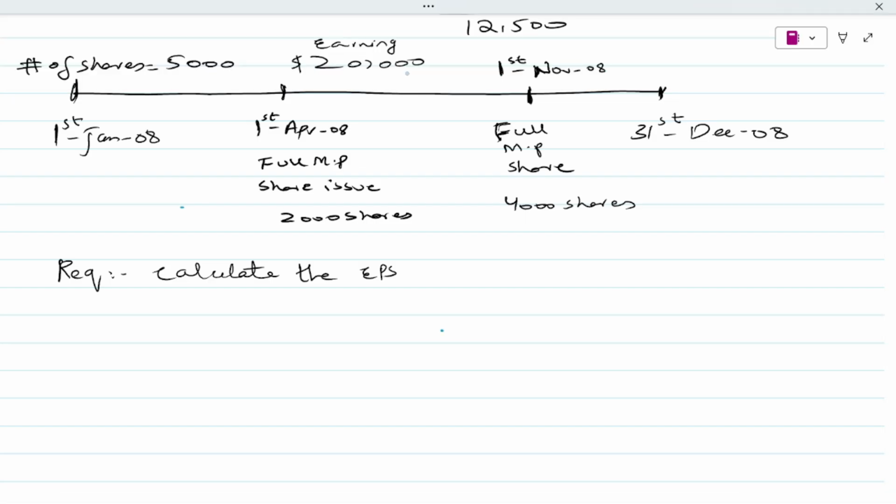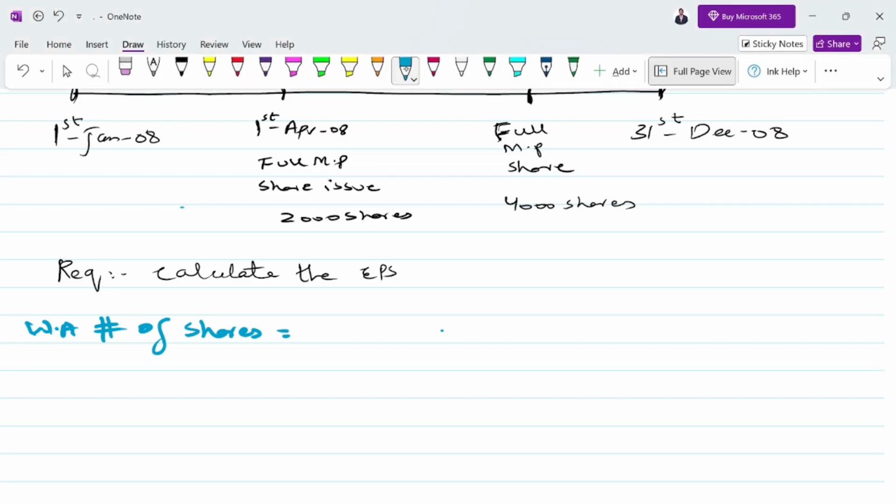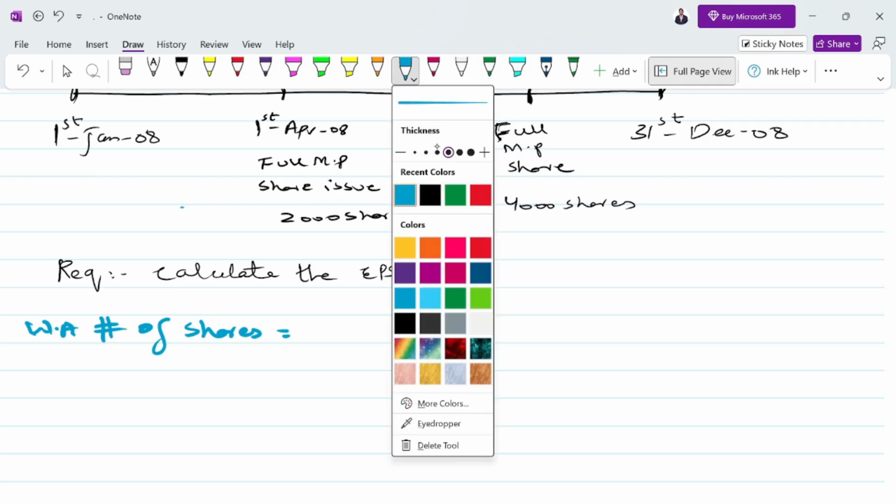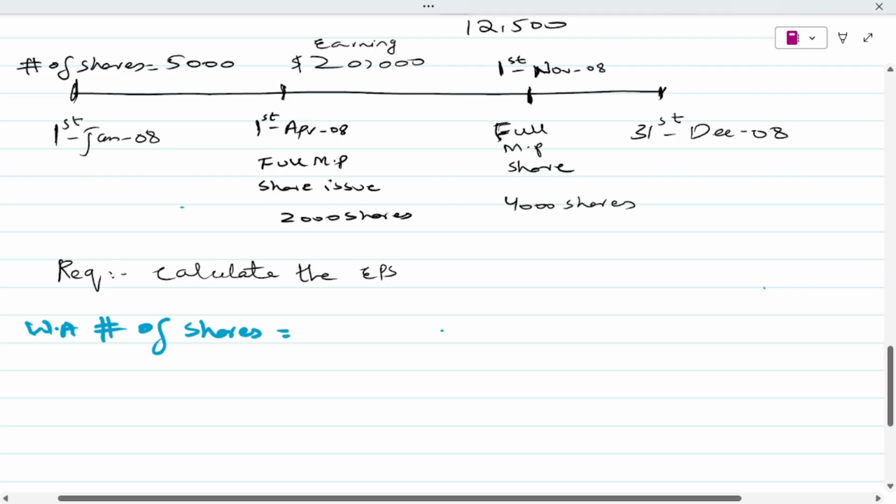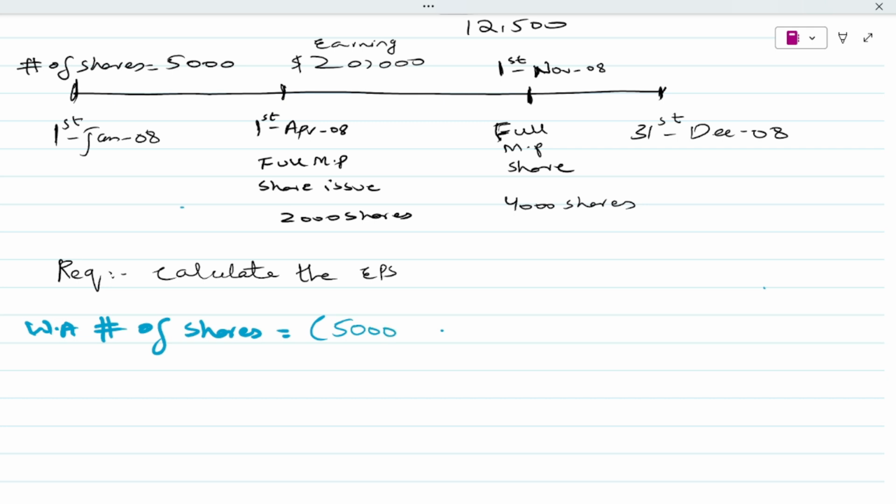So first thing first, what I taught you is that whenever there's a full market price share issue, you always calculate the weighted average number of shares. You always start with the weighted average number of shares. As you can see, at the start of the year, the number of shares that we have is 5,000, correct? And for how many months are these 5,000 shares in issue? It's from 1st Jan to 1st April, right?